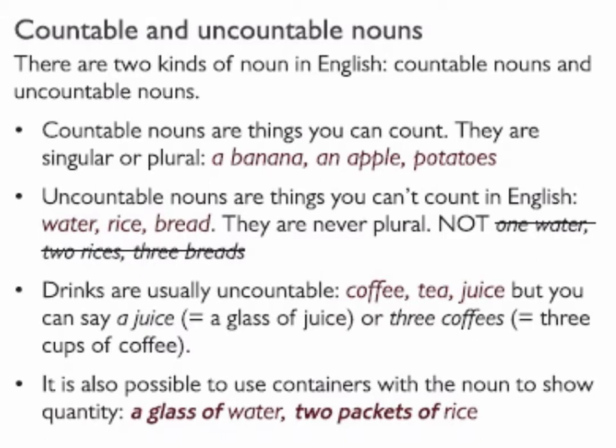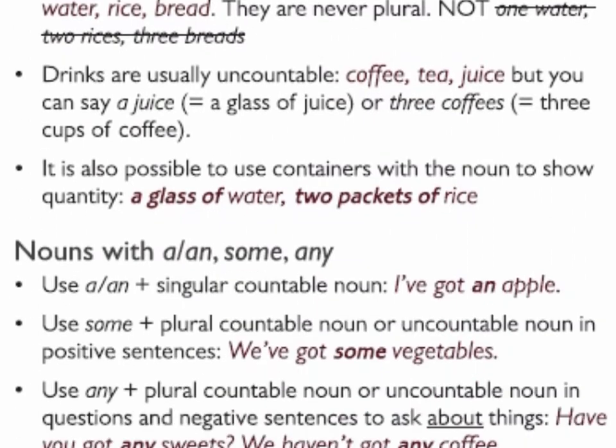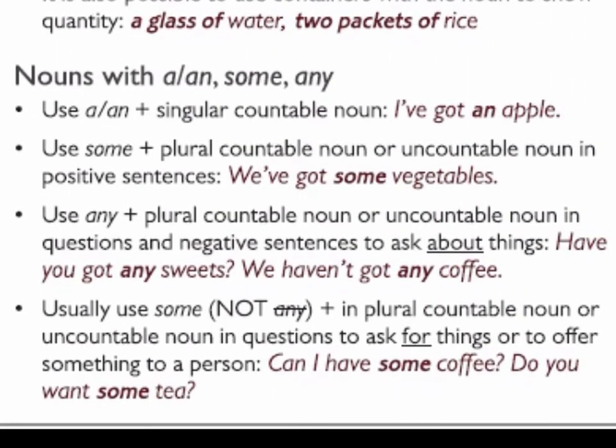So, with this in mind, we have many things to use with both of them. With countable things, we can use a or an to say one. So you can say one person or a person. But with uncountables, you can't.